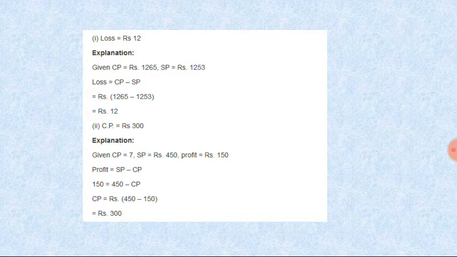Cost price equal to rupees 300. Given selling price equal to 450, profit 150. Profit equals SP minus CP. Profit value 150 equals SP value 450 minus CP. So to find the CP, we subtract. Cost price is equal to 450 minus 150, equal to rupees 300.